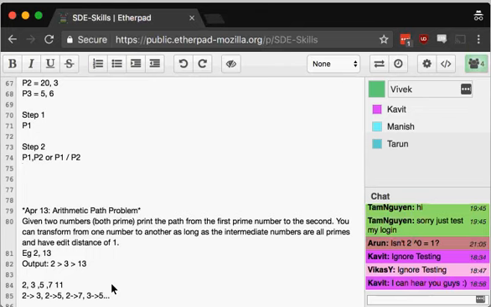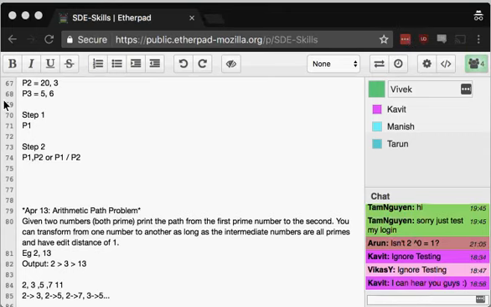Yeah, I did that. Sorry to interrupt. Go ahead. Can you explain the edit distance concept here? Sure. Edit distance is called the Levenshtein edit distance. It is the number of transformations you need to perform to translate one string to another.